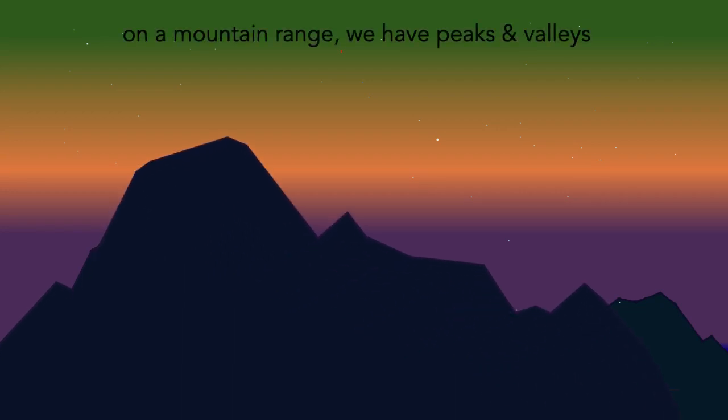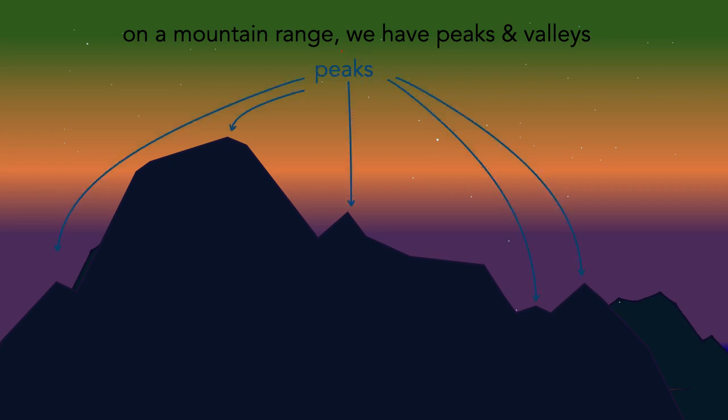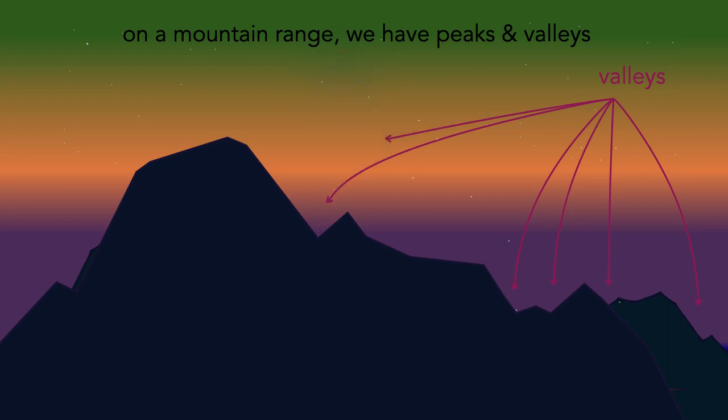Alright, so let's look at this mountain range from the side here. If we wanted to know where the top of each of these little hills on the mountain would be, we'd have to look at the peaks and the valleys of the mountain range. So we would see that all these different peaks are the highest points in their respective areas. But then we also have the lowest points in their respective areas. Those would be the valleys.